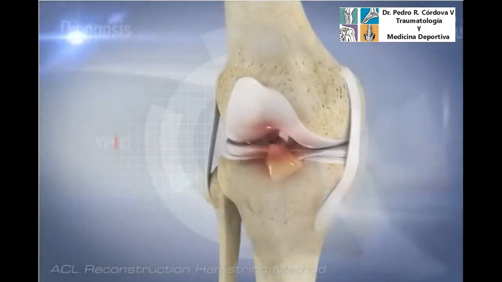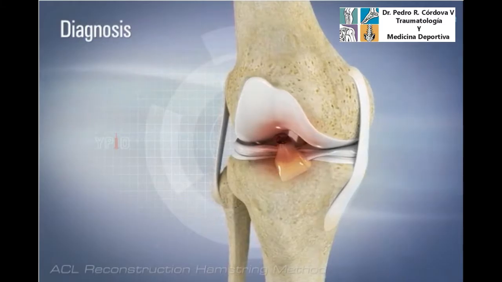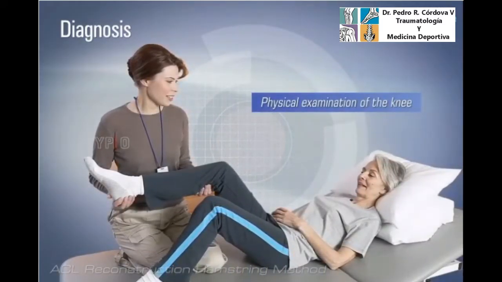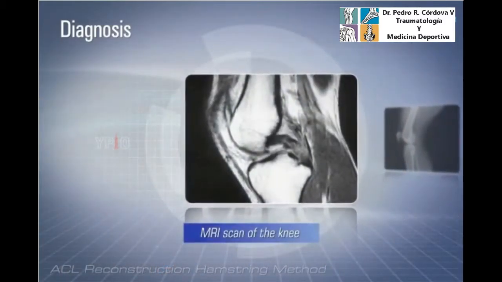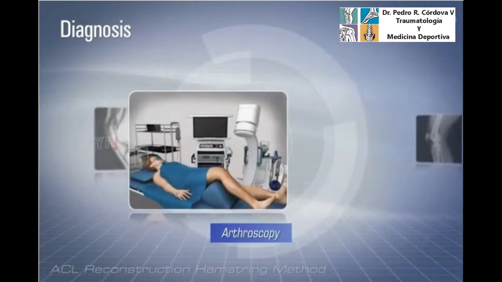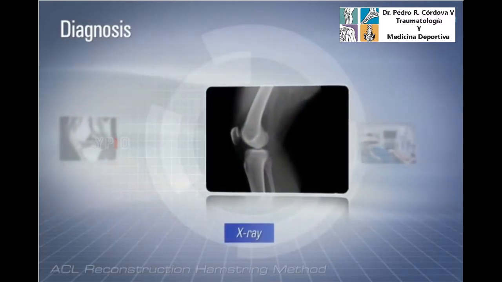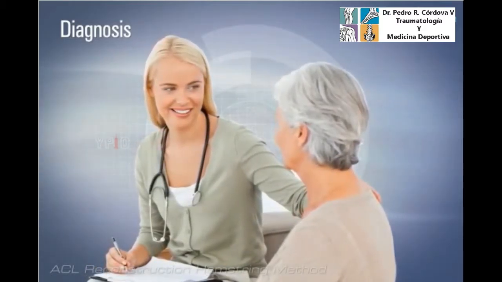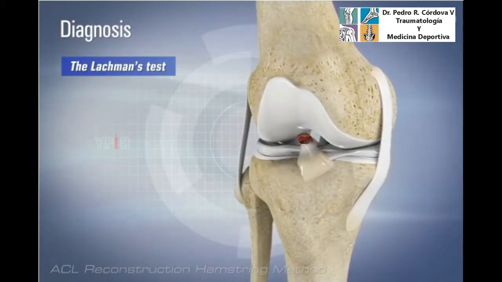Diagnosis. An ACL injury can be diagnosed with a thorough physical examination of the knee and diagnostic tests such as X-rays, MRI scans, and arthroscopy. X-rays may be needed to rule out any fractures. In addition, your doctor will often perform the Lachman's test to see if the ACL is intact.